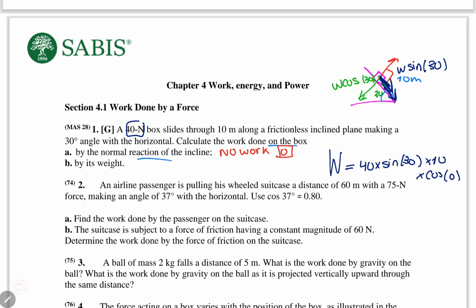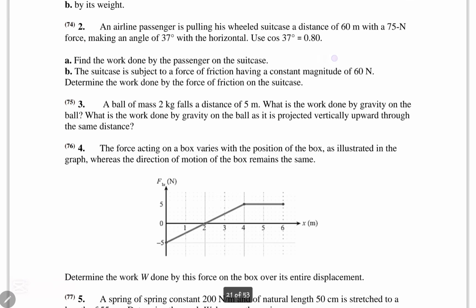And so 40 times sine 30 times 10 times cosine 0 on your calculator, you will get an answer of 200 joules, and that's it for question number 1. Question number 2, what does it say?